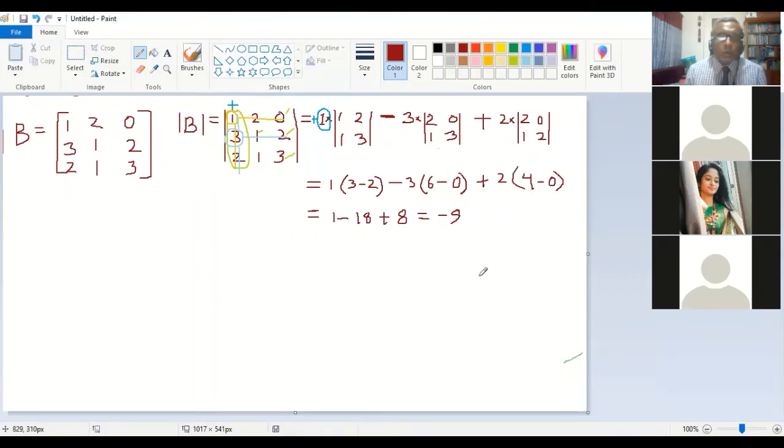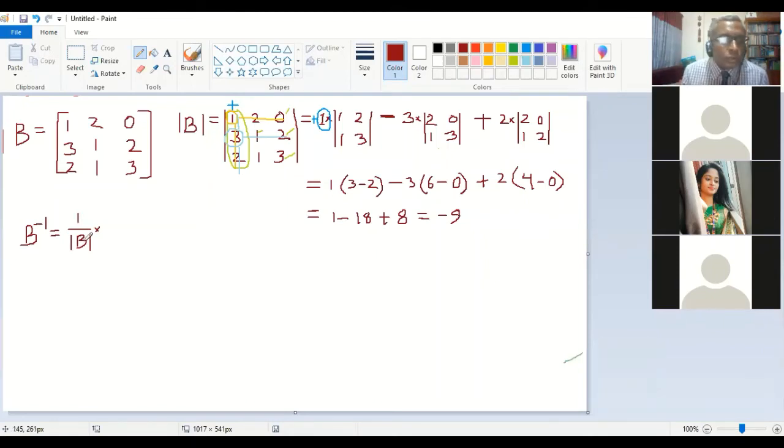Now I will move to the inverse. So what is the inverse formula I gave in the last class? B inverse is equal to 1 divided by determinant B, and then into the rearrangement of the matrix. Not the same B. You have to make some changes.